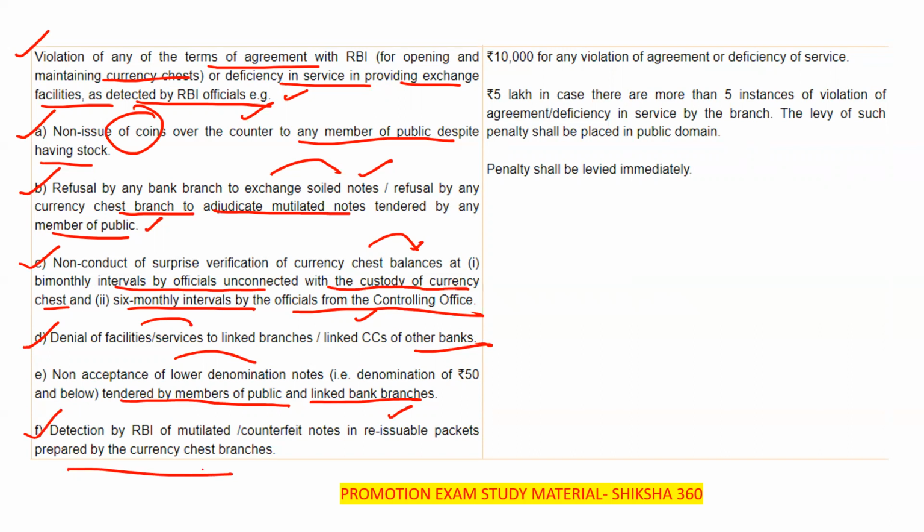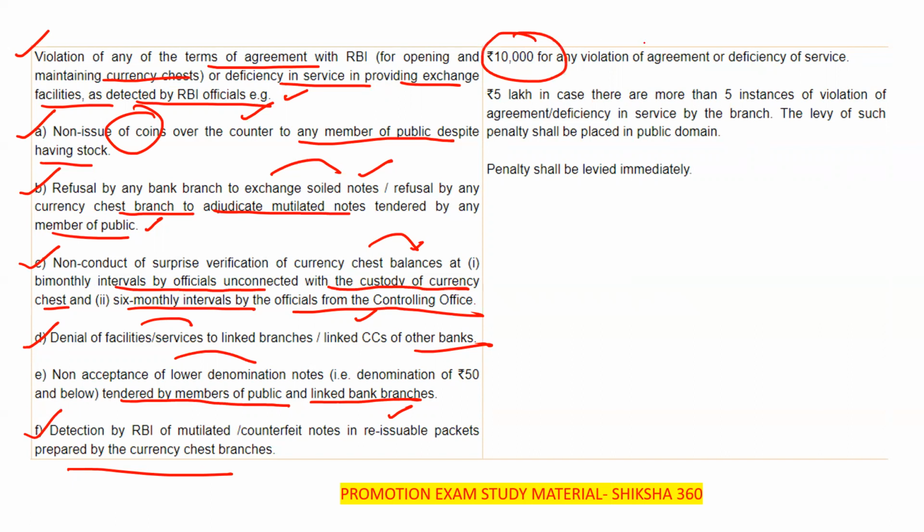Last one, that is detected by RBI, mutilated or counterfeit notes in reissuable packets prepared by the currency chest branches. Clear? That is, what they have put, that is non-issuable notes in the issuable packets. Clear? In that case also they have to pay the penalty. Clear? So what is the amount?